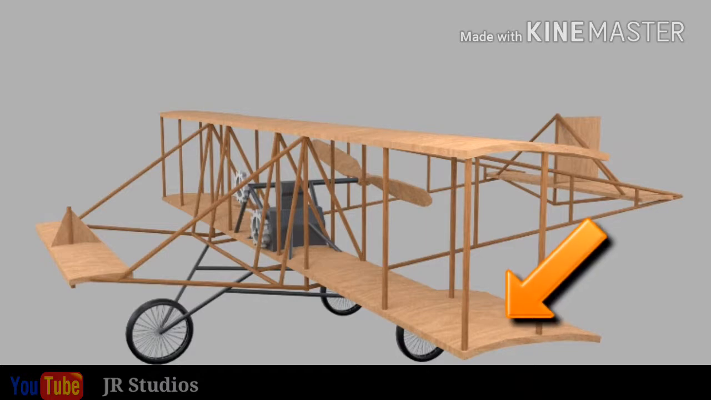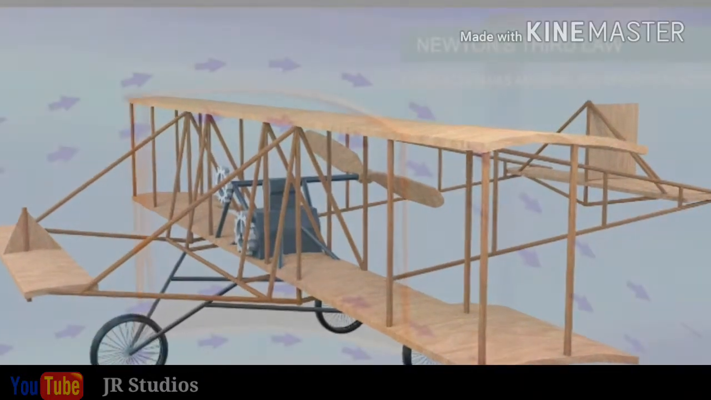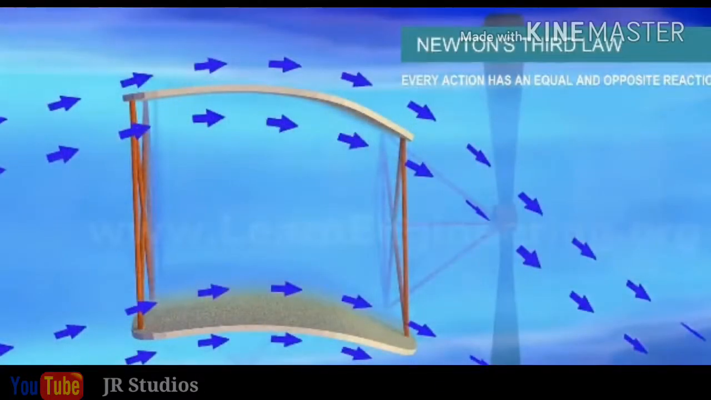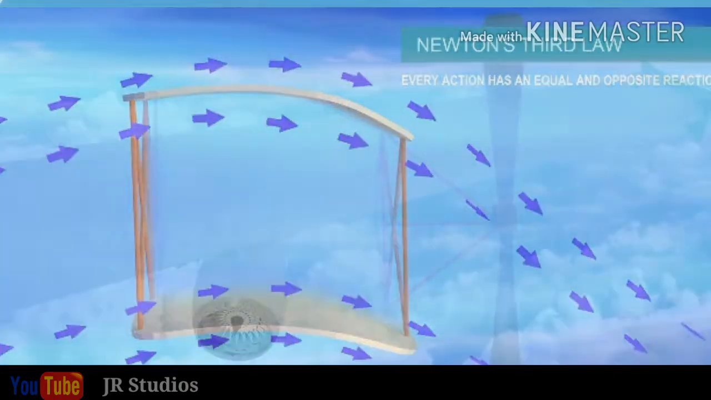Now, you should notice the wings of the flying machine. They have a curved shape. Air pushes the wings in a downward direction, while according to Newton's third law of motion, the air also pushes the wings in an upward direction with equal and opposite magnitude. As a result, this produces a lift force, which allows the plane to fly off the ground.